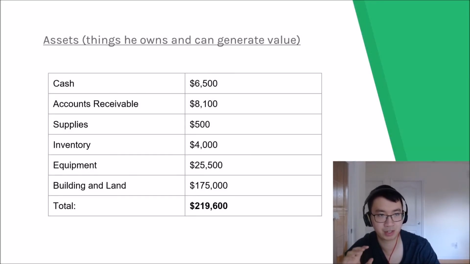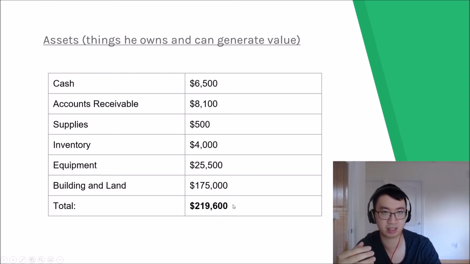We add the cash, accounts receivable, supplies, inventory, equipment, and finally building and land, and we get a total value of $219,600 for the assets. So these are things that he owns and he possesses, and they're expected to drive some future benefits and value for the company.